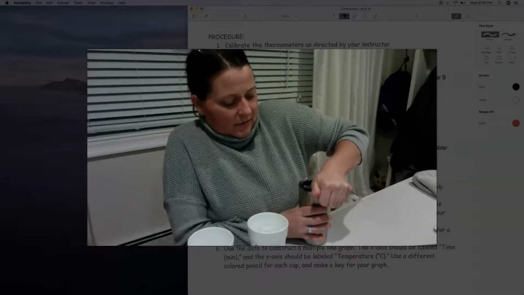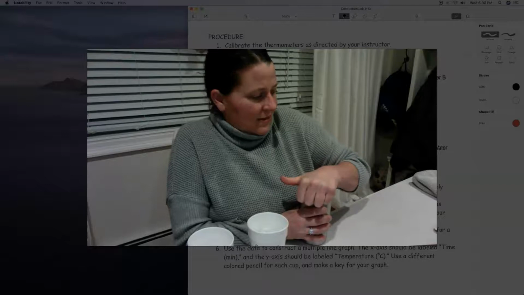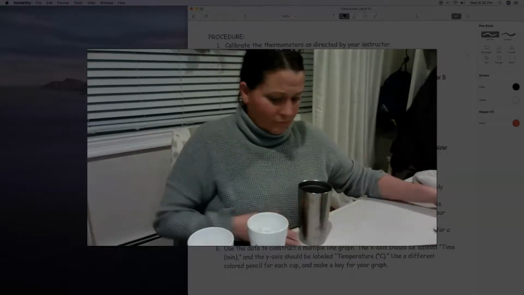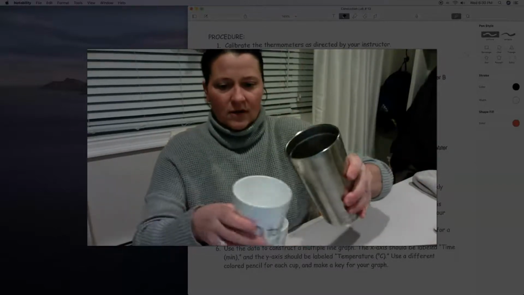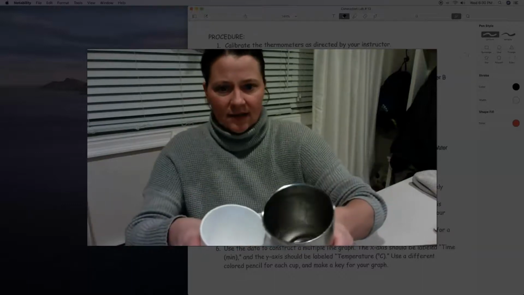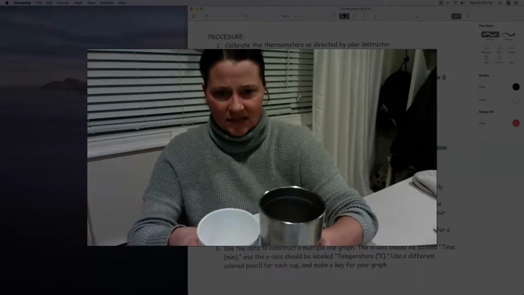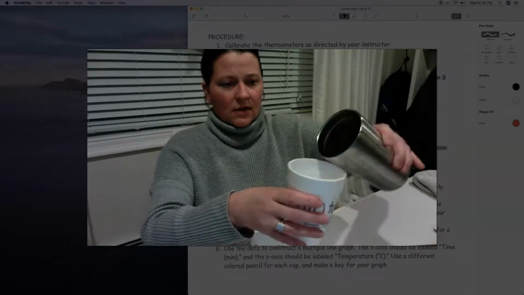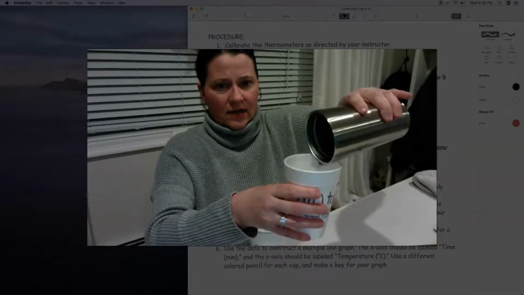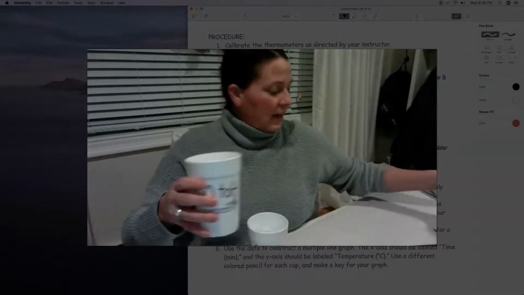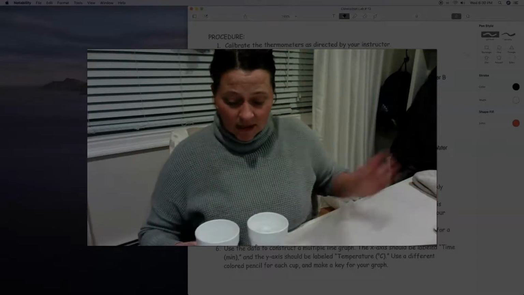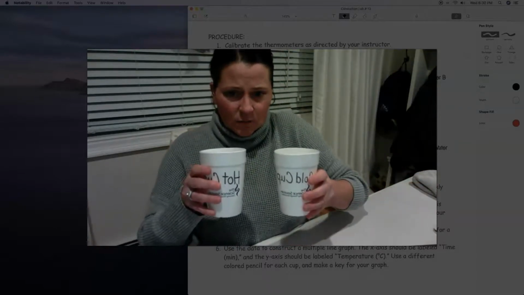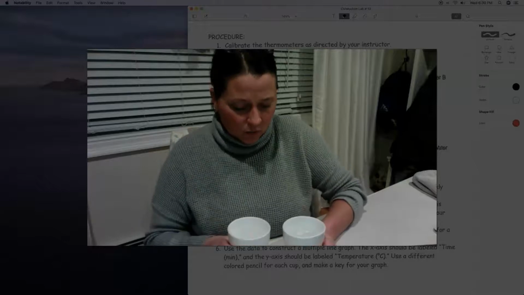So let's just take the lid off of this carefully as not to spill it. Okay, and all I'm going to do is equal amount. You guys can see, I don't know if you can really see it in the screencast here, but it's definitely steaming. Okay, so I'm just going to pour that hot water in there. Okay, equal amounts. Both cups have the same. Again, one's just got hot water, the other one's got cold water.